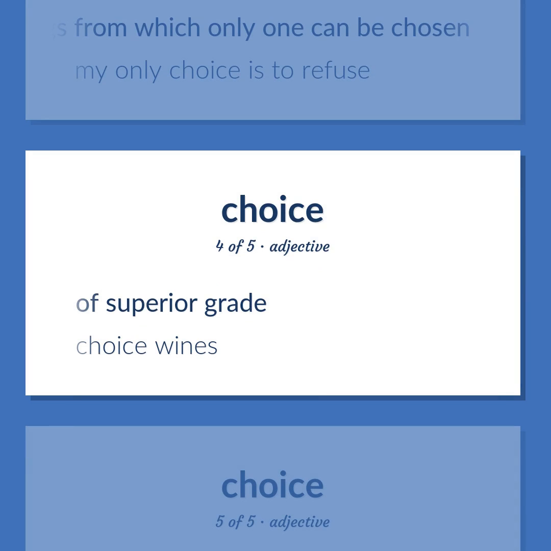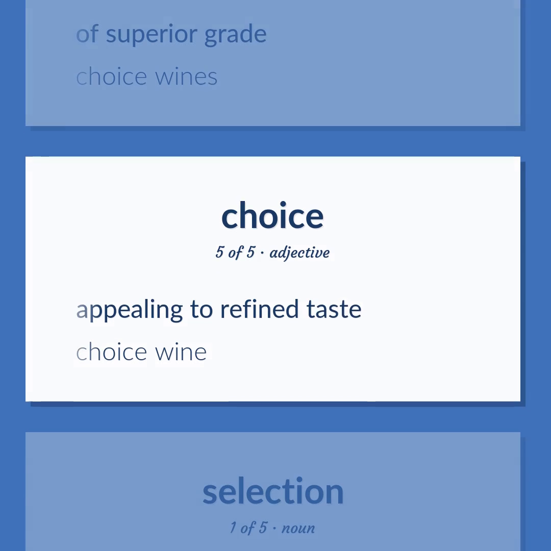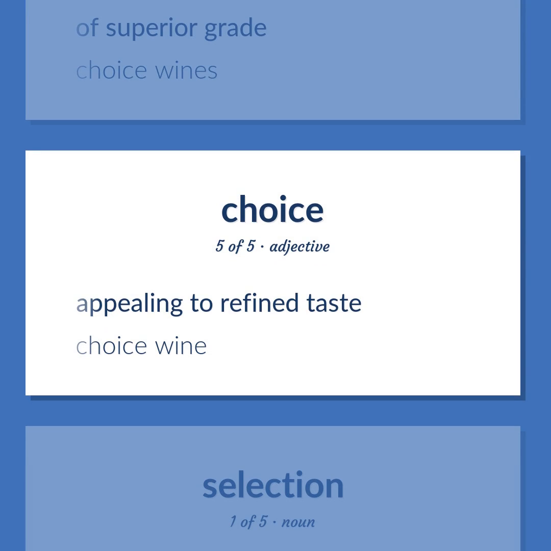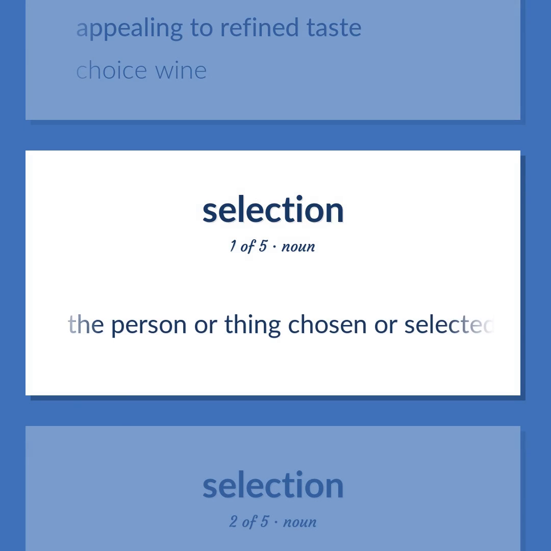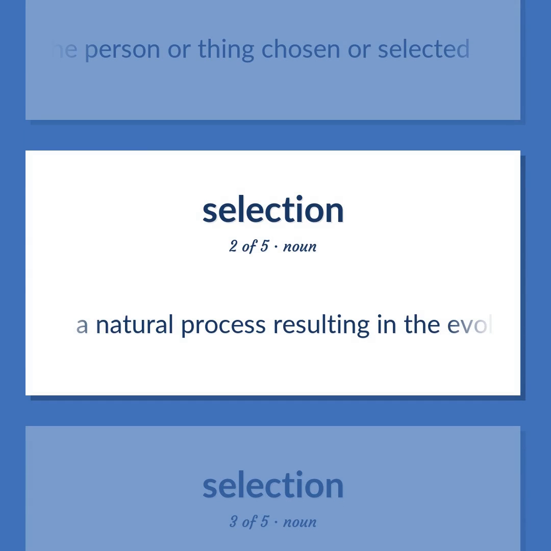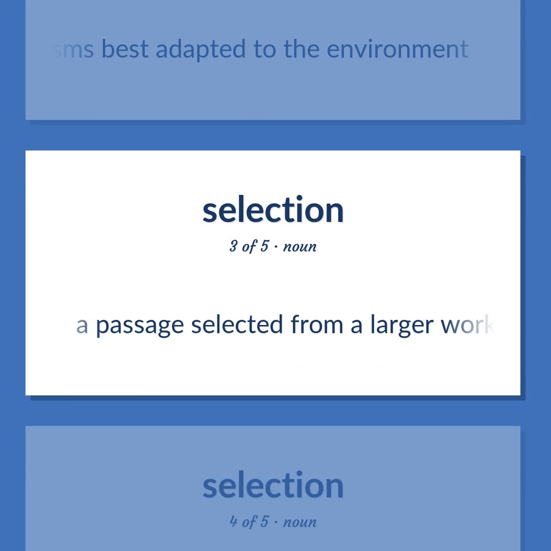Of superior grade. Choice wines. Appealing to refined taste. Choice wine. The person or thing chosen or selected. A natural process resulting in the evolution of organisms best adapted to the environment. A passage selected from a larger work.